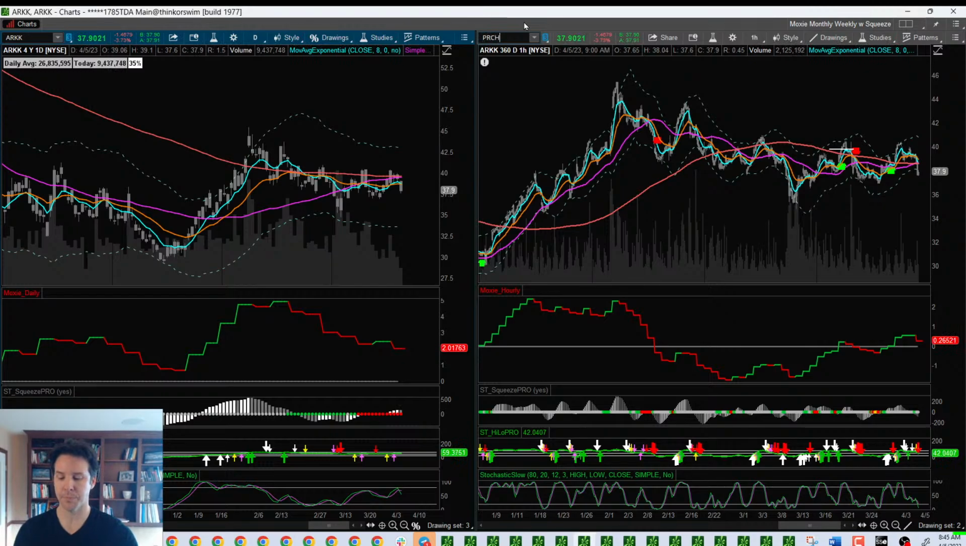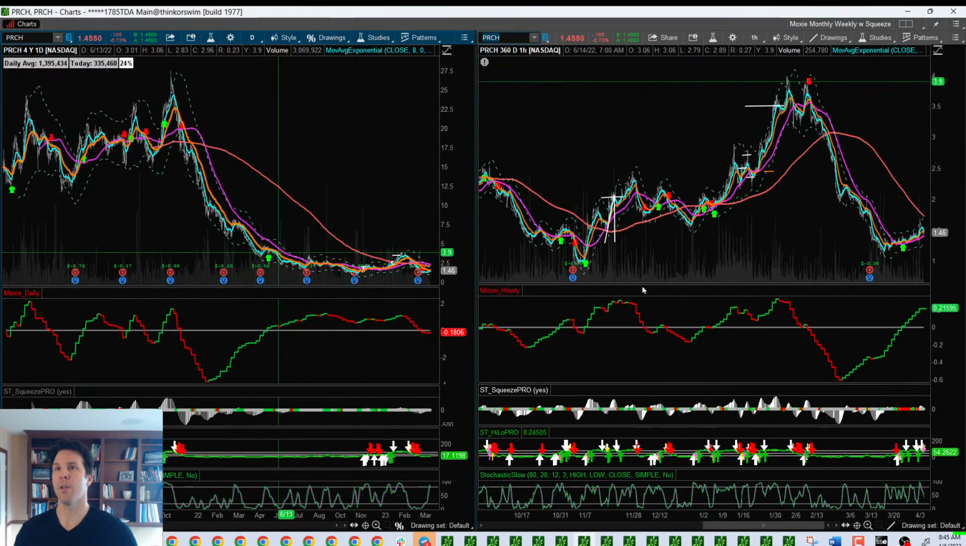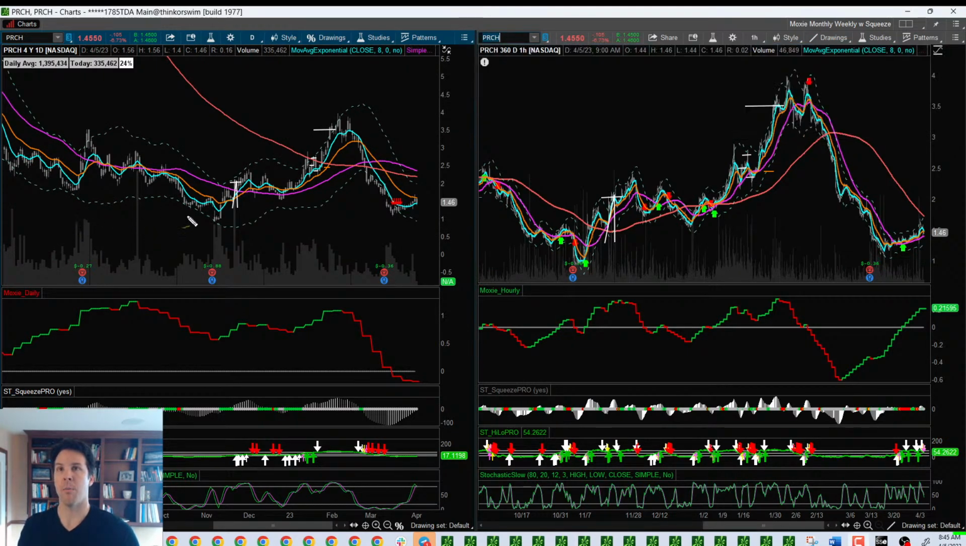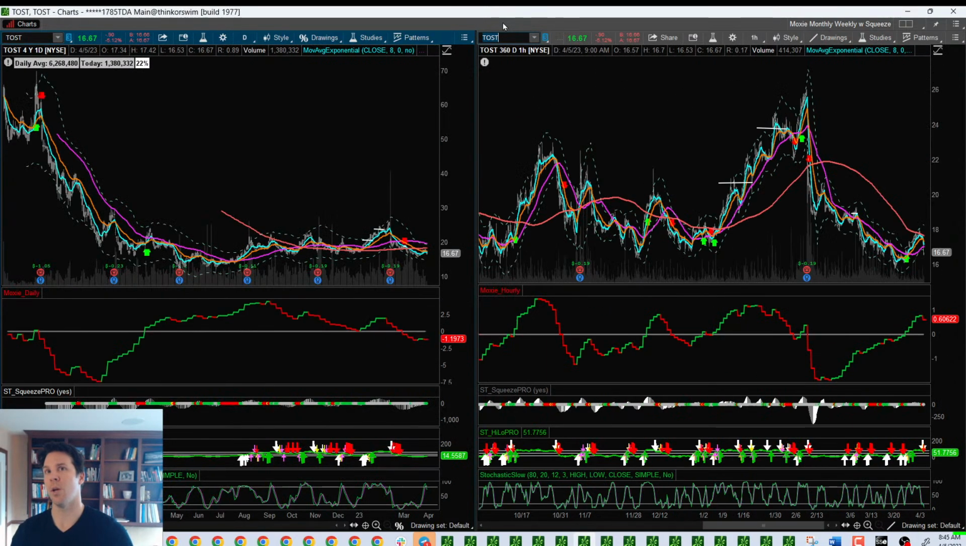Names like Perch, they're just kind of bumping around off the bottom. Maybe this is going to be a really nice double bottom at some point, but you can see the big moves to the downside. Some of the other ones I've been looking at, Toast.